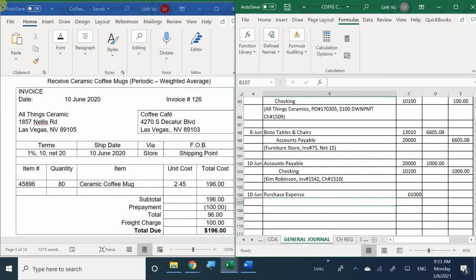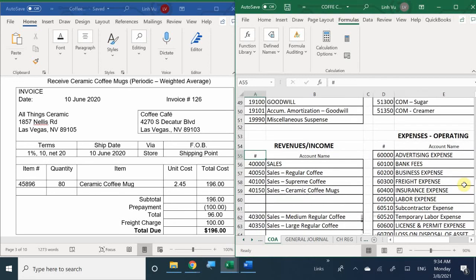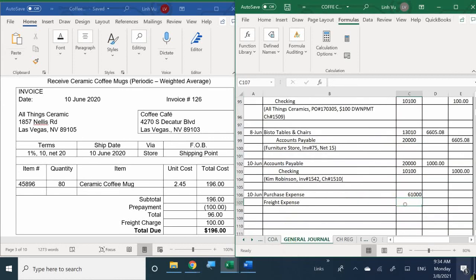What other account do I need to journalize here? You need to have your freight expense. Good. Okay. And how much is your freight, and what account number is your freight expense? 60300. Okay.